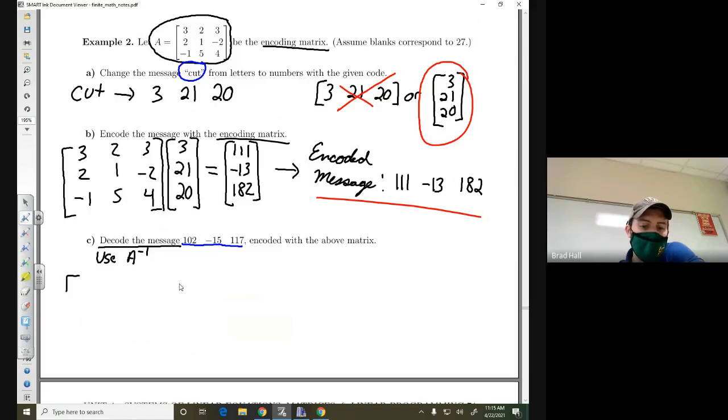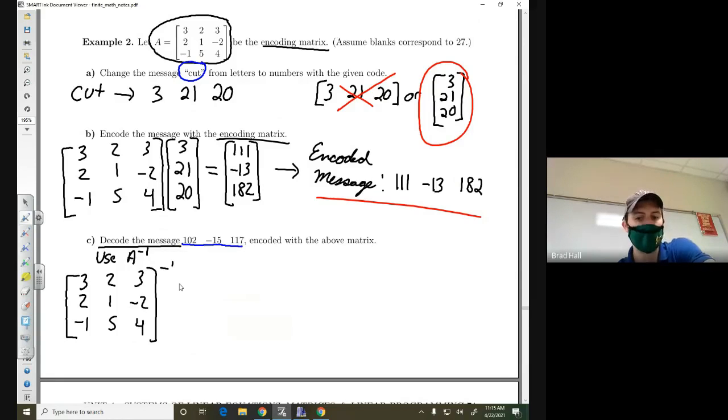Well, we need the encoding matrix that they gave us in the beginning, that we already have actually programmed into the calculator as A. We're going to take that matrix, but apply a -1 to it, because we are decoding. So notice I have a little -1 to the top right of the matrix. And the message we want to decode, 102, negative 15, 117.